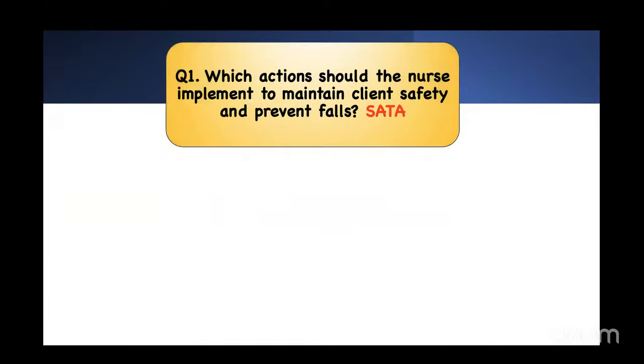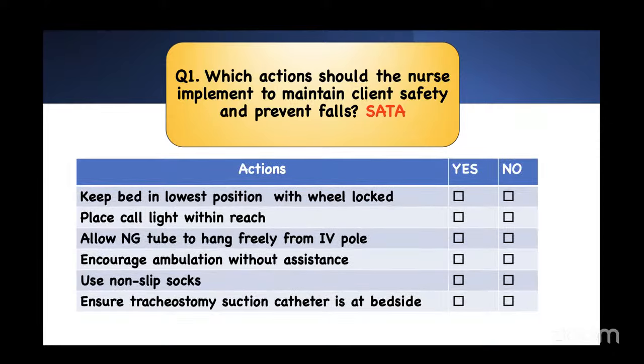Which action should the nurse implement to maintain client safety and prevent falls? You saw all the conditions the patient has, and the other issues they came in with. What do you think we should do to prevent the patient from falling? Should we keep the bed in the lowest position? Should we place the call light within the patient's reach? Should we allow the NG tube to hang freely from the IV pole? Or should we encourage the client to walk without assistance? Or use non-slip socks? And then ensure that the tracheostomy suction catheter is at the bedside. What do you think? These are the actions you want to take. Is it acceptable or not acceptable?